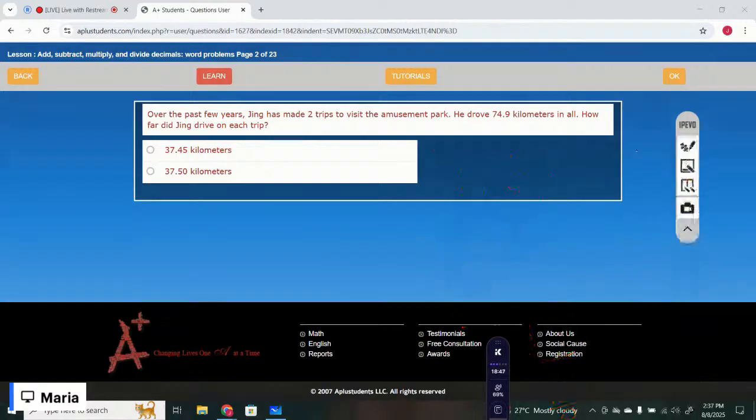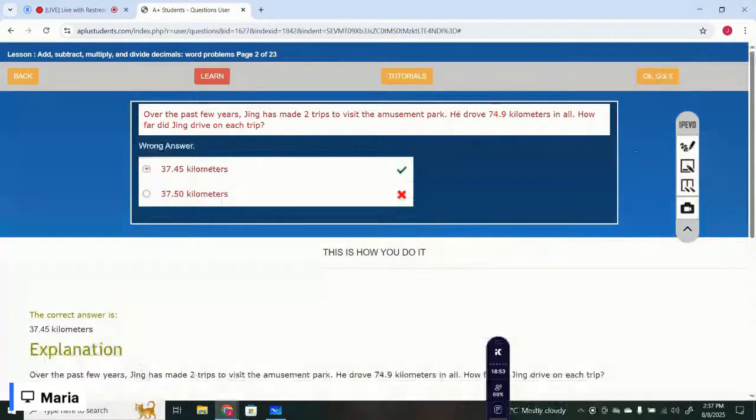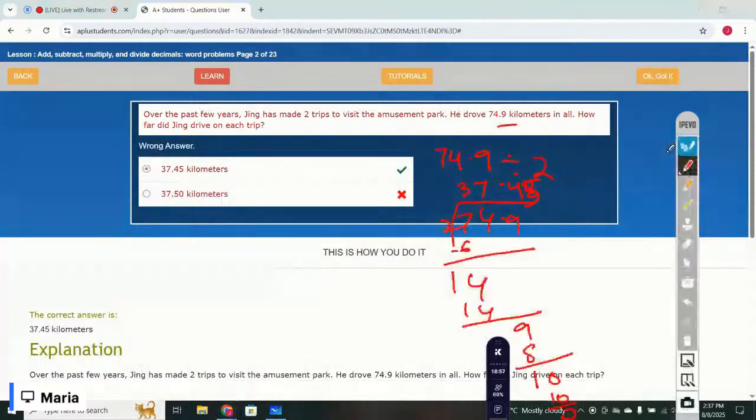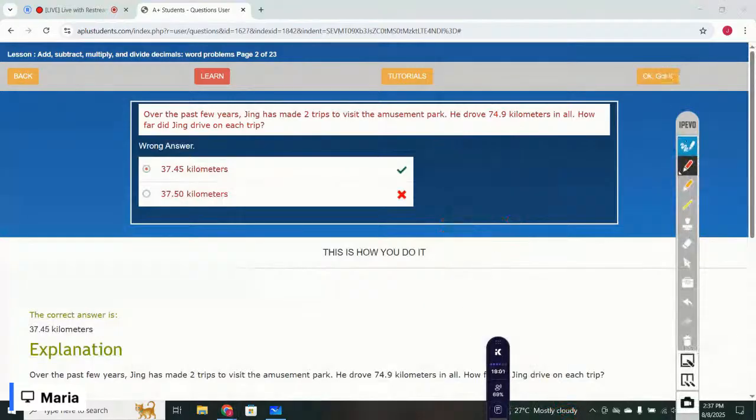That is 37.45, it is not 50. Option 1 is the correct option.